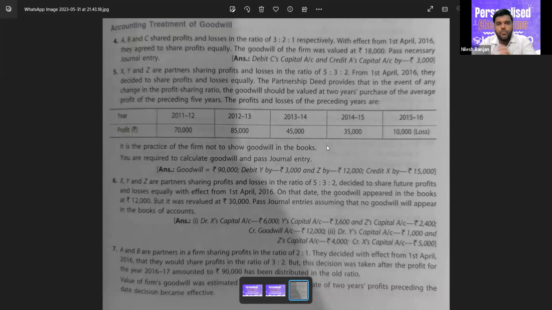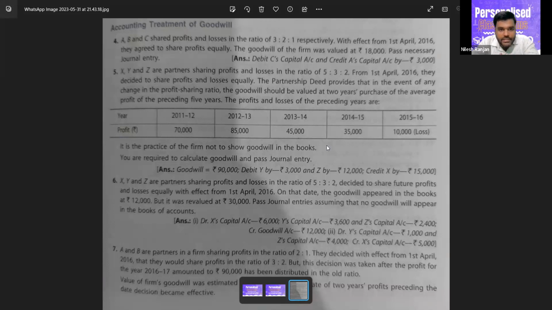Okay, so first we will calculate the average profit, obviously, because the profit of the previous 5 years is given. First, we will calculate the average profit. It will be 90 lakh, 2,25,000. And if we divide by 5, we will get 45,000. Yes, the average profit is 45,000, and we have to calculate the goodwill at 2 years purchase of the average profit. So 45,000 into 2, it will be 90,000.